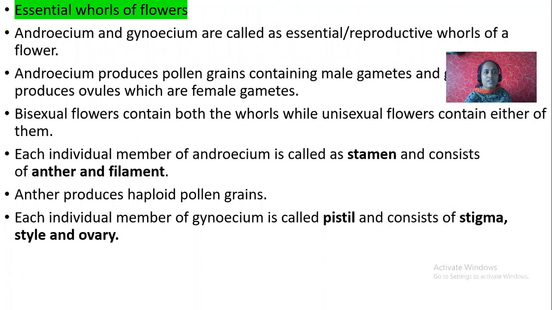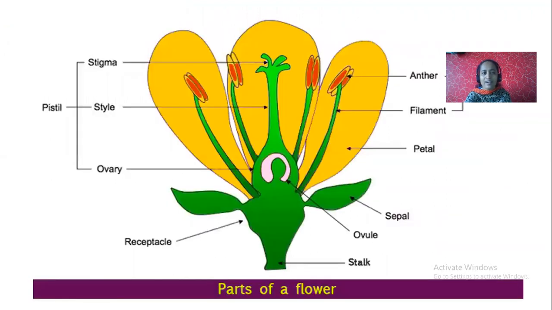Essential whorls of a flower. Androecium and gynoecium are called essential or reproductive whorls of a flower. Androecium produces, and as I told you, androecium is a male part. I will show you the picture. Yeah, see. Where is androecium? See, this is androecium.